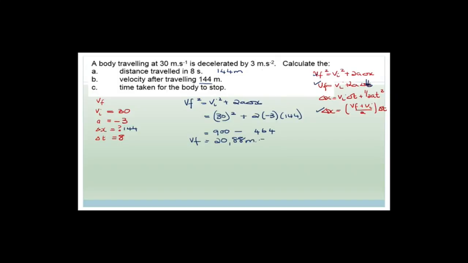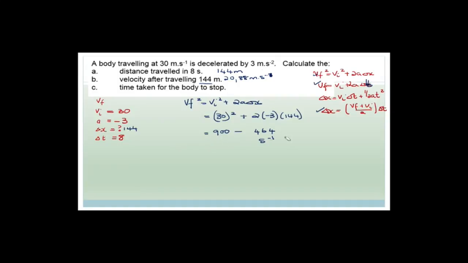20.88 meters per second. So the velocity after traveling for 144 meters, if you're only decelerating at 3 meters per second squared, in other words, we're accelerating at minus 3, is 20.88 meters per second. Now it says they want the time taken for the body to stop. They want to know how long it will take for the body to stop.